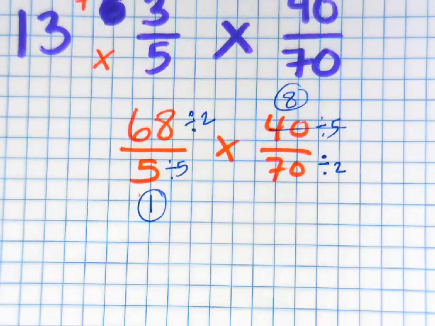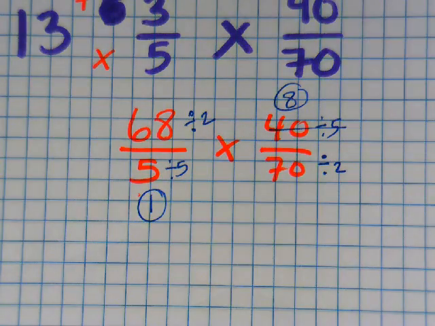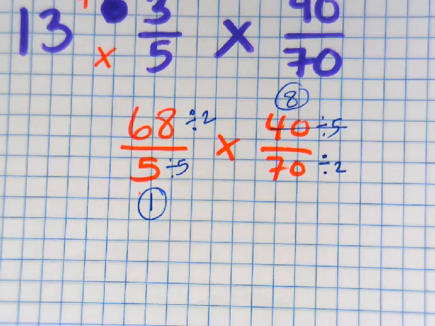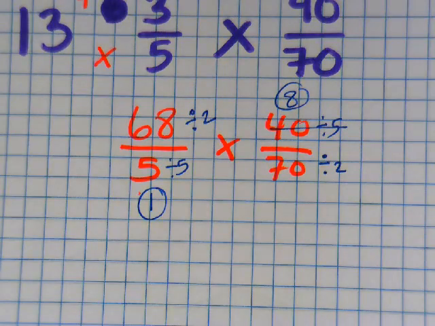Now, this is extremely easier for you if you know your multiplication. If you struggle with your multiplication, when you look at 5 and 40, you might not see 5. So practice your times tables.